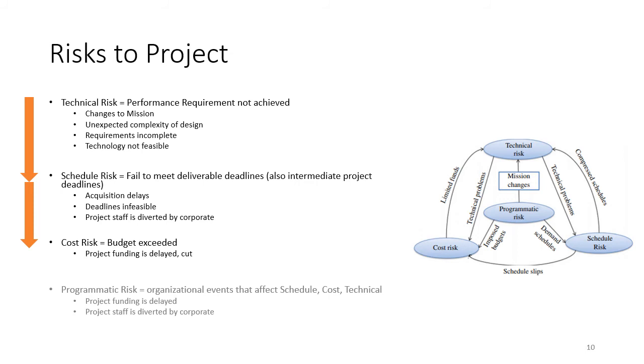The Systems Engineering Handbook has this diagram on the right-hand side, and this diagram introduces the idea of programmatic risk. Programmatic risk is things that can affect the project from an organizational standpoint, affect the program. And some of those, such as project funding being delayed or staff being diverted, also fit nicely into the schedule risk and the cost risk. But you should be aware that the handbook talks about programmatic risk as well.